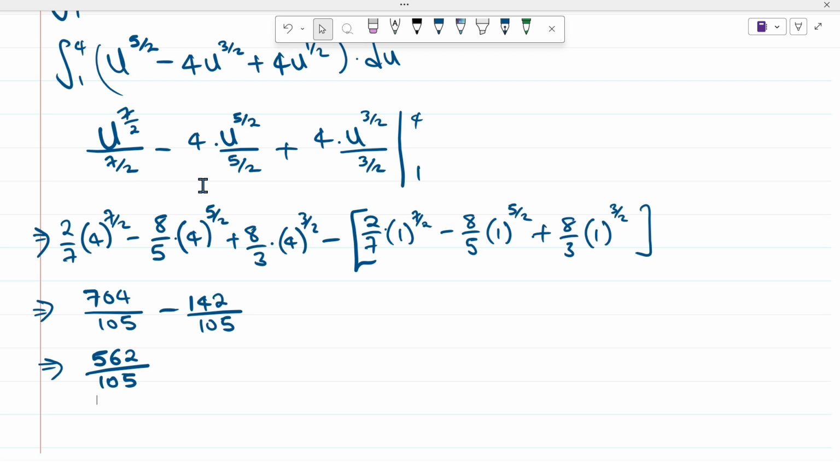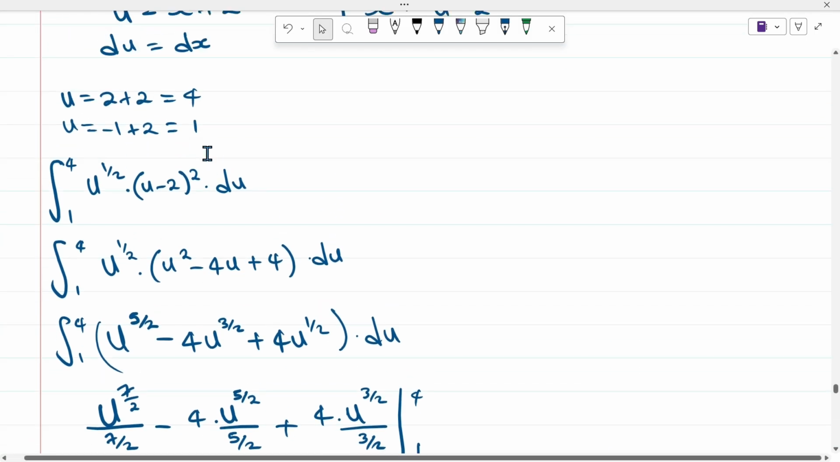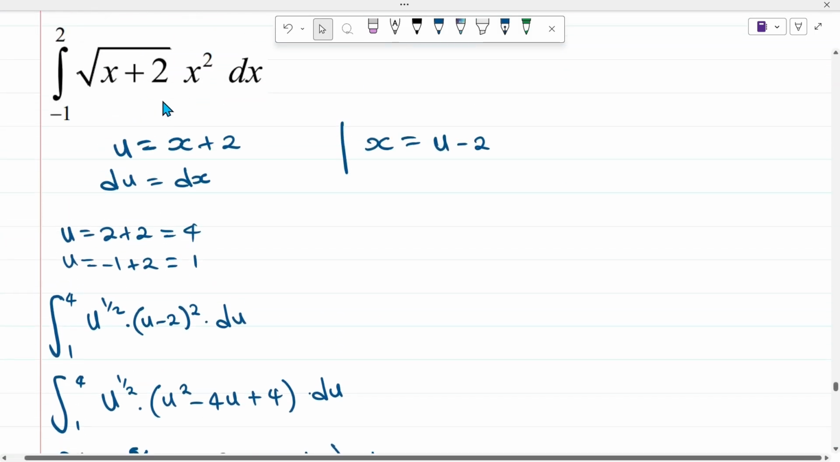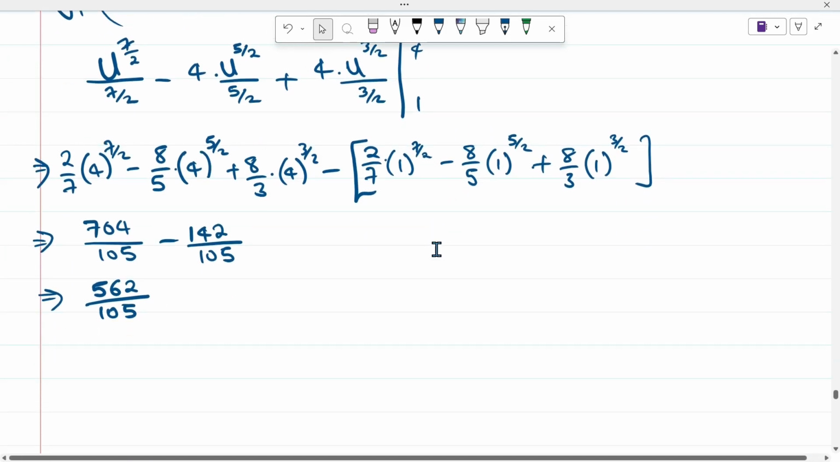Okay, I don't have to do that. You know how to substitute your u back. So if your u is x plus 2, you're going to substitute x plus 2, but then the limit will be 2 and -1 there. So that's what I'm trying to say.